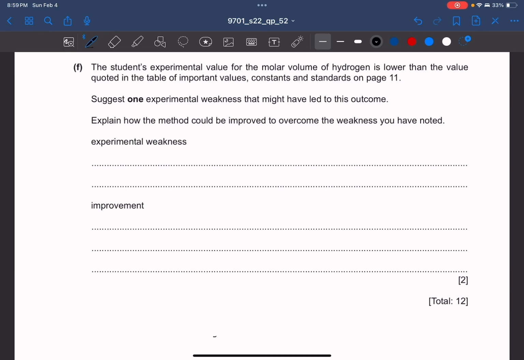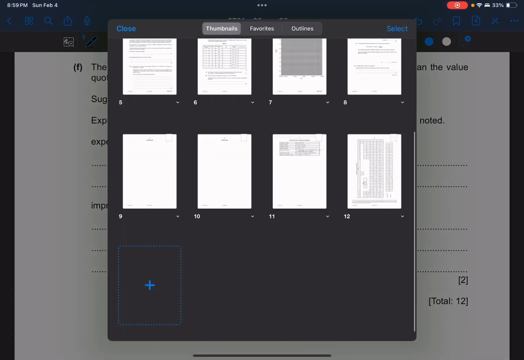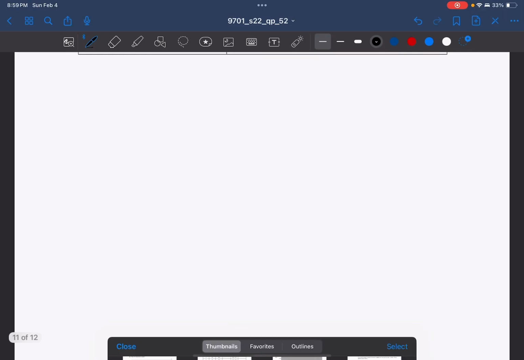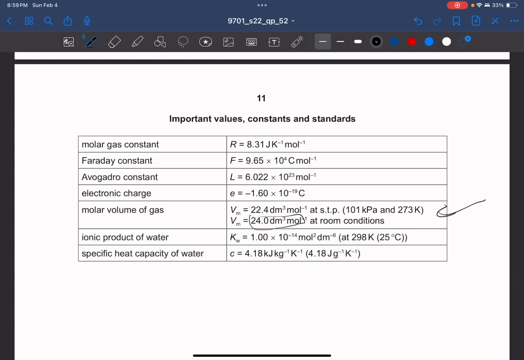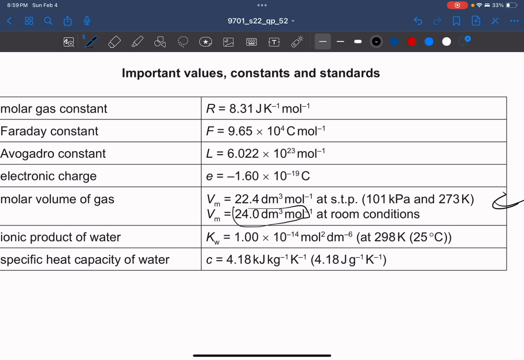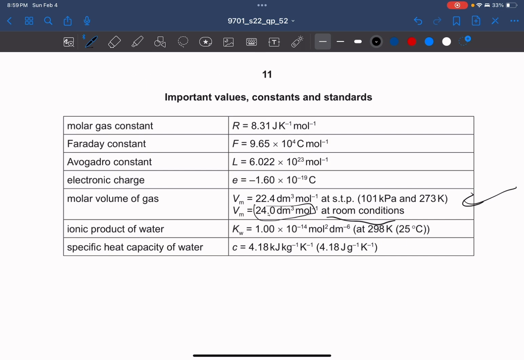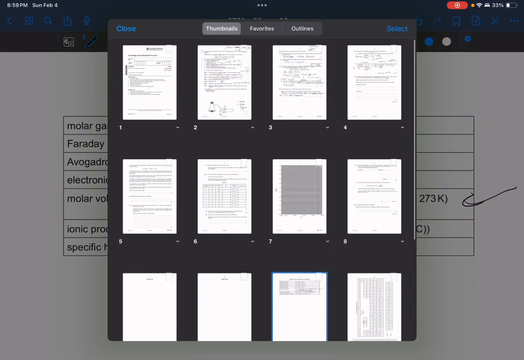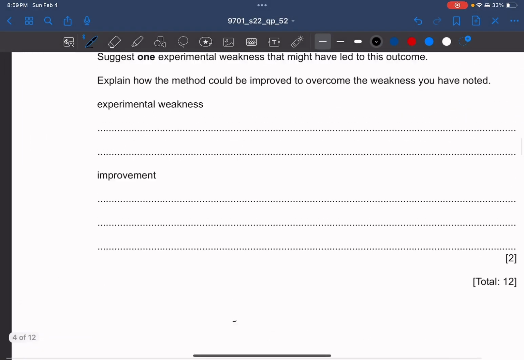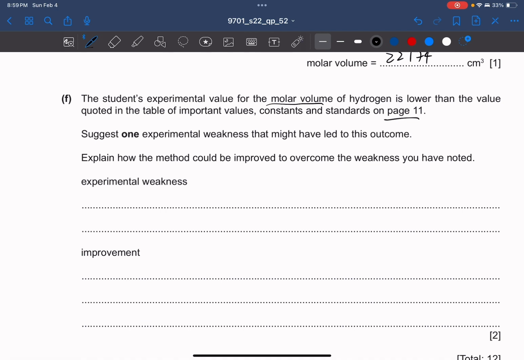Okay, so now we move on to the last part of the question. Basically, it's asking why our molar volume is less than the constant on page 11. So on page 11 here, I already marked it. Basically, the value should be this at room temperature. But our value, for some reason, is not actually that. Our job now is to determine where in the experiment we went wrong.